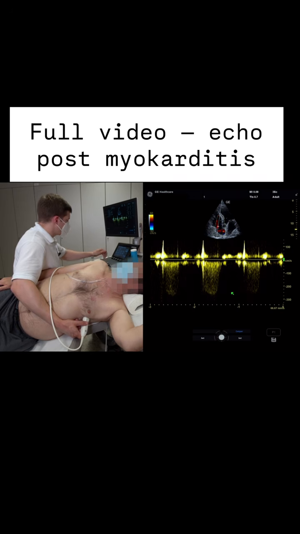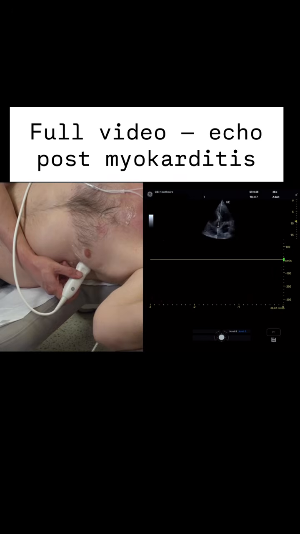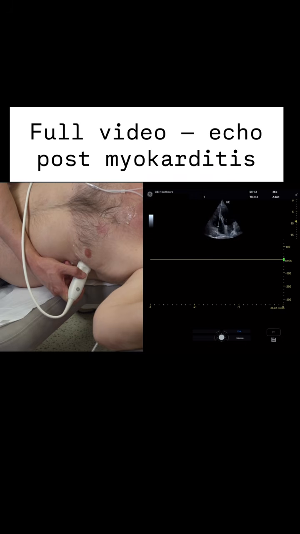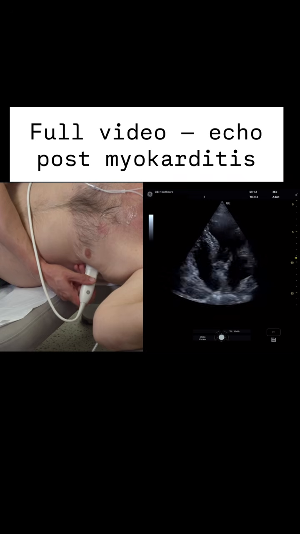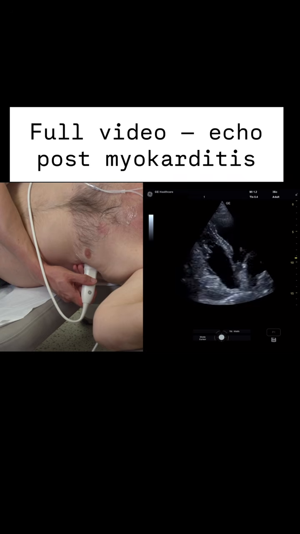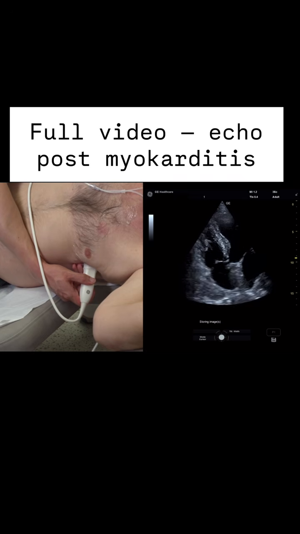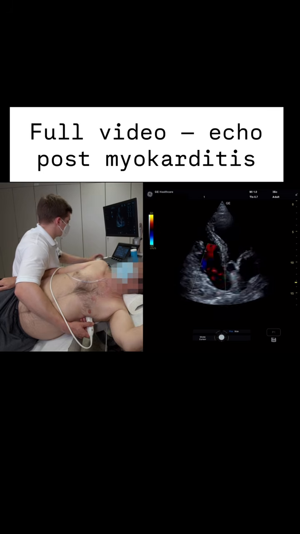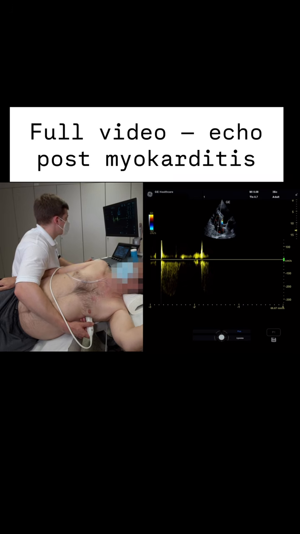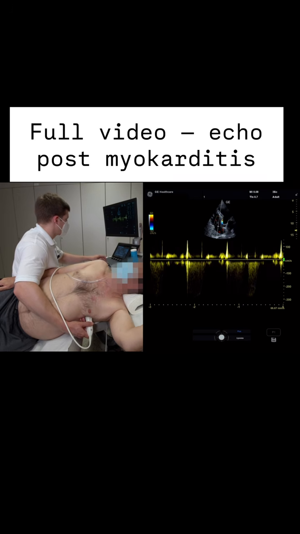So we can even try and optimize this view even further. First of all, you have to try to really get into the right heart. Then we adjust color Doppler, and if you have an optimal image like this, you can try again to get the optimal signal, and it's again quite good. So we have 3 meters per second.